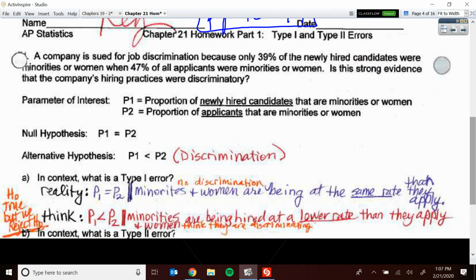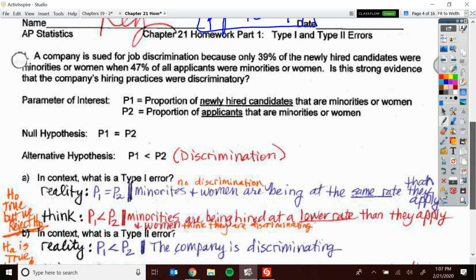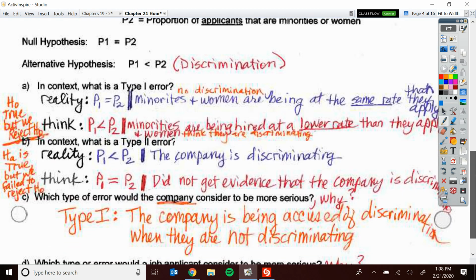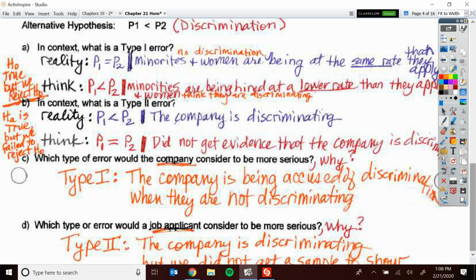Now let's go back and look at type 2 error. With a type 2 error, the company is really discriminating, but we did not get evidence to detect it. So minorities and women are getting screwed because they are being discriminated against and we're not able to detect it. So who doesn't like a type 2 error? Yeah, the applicants do not like that.